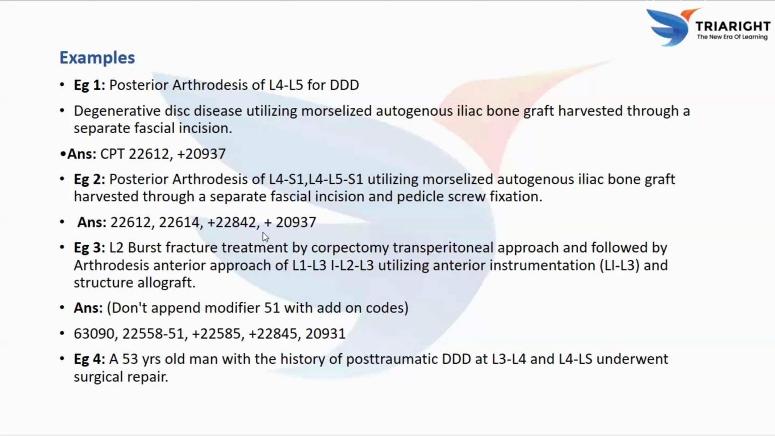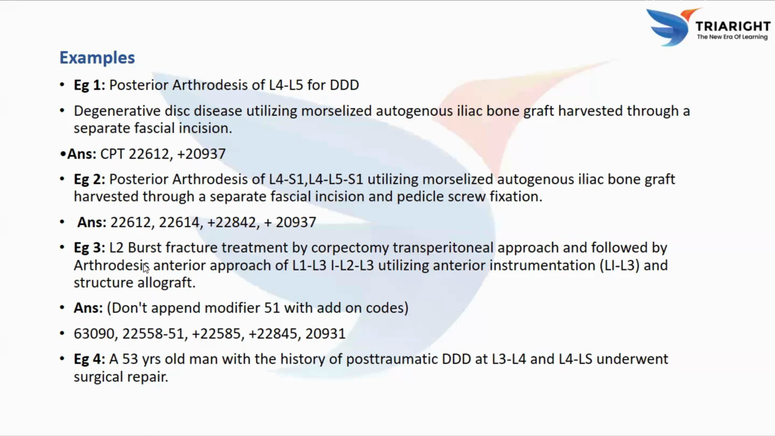So the first fusion level is the base code. The first posterior lumbar fusion level is assigned 22612, and 22614 is assigned for each additional lumbar fusion level. And the add-on code 22842 is for posterior segmental instrumentation including 3 to 6 segments, and 20937 add-on code for autogenous bone graft, which is a separate incision. So instrumentation codes are separate from the fusion codes.